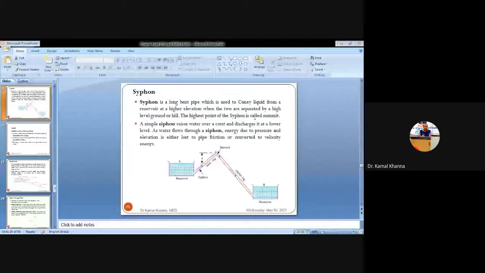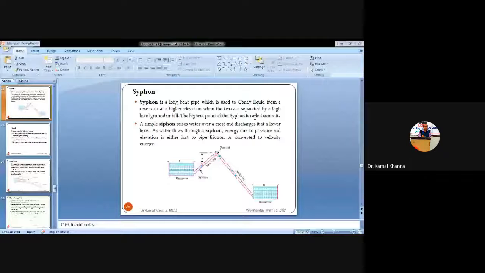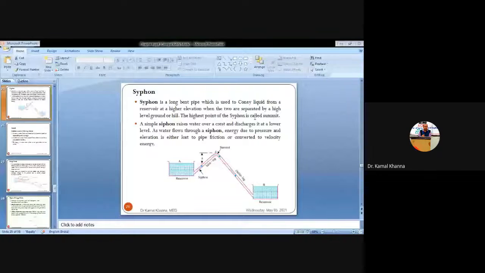So you can say the siphon can be used in the following cases: first, to transport the water from one reservoir to another reservoir when they are separated by a hill, or you can say a ridge. Second, when you want to transport the water from a canal or river where no outlet is provided for the flow. And for the third case, to empty a tank which is not provided with an outlet.